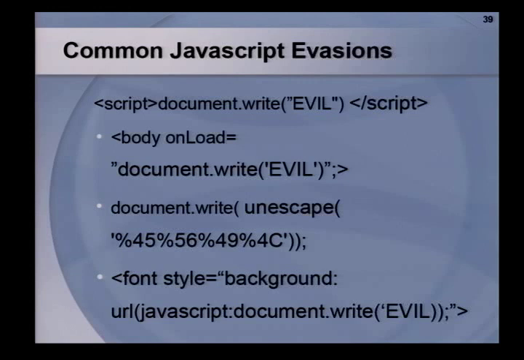If you write an IDS signature that actually looks for evil, you can do what's called unescape. Take a hex string, unescape it to make the regular ASCII string, and insert that into the HTML. You can do a number of different cross-site scripting type attacks. You can say, make this JavaScript happen inside of a font tag, so set up the background as a URL, which evaluates to some JavaScript.